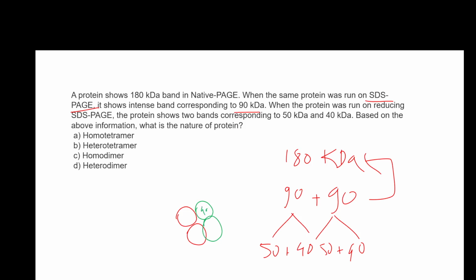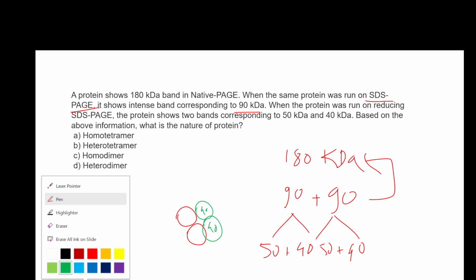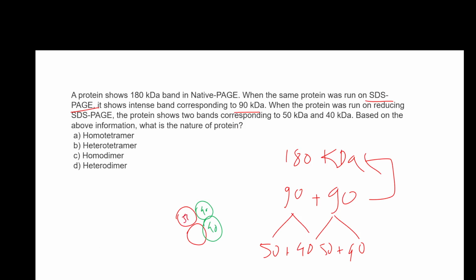So 40, 40, and the bigger size 50, 50. So there are two different units. These two are associated with disulfide bonds. That is why, when a reducing agent is added, their interaction is broken.